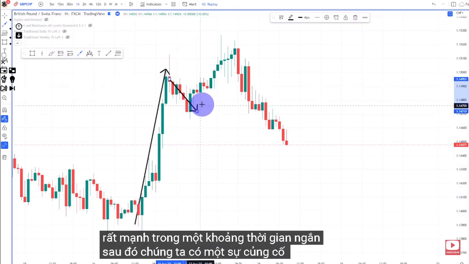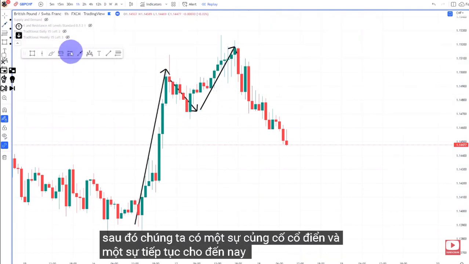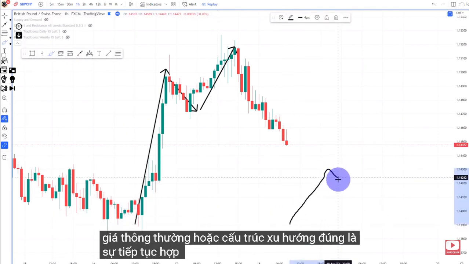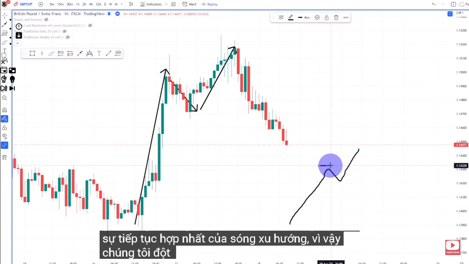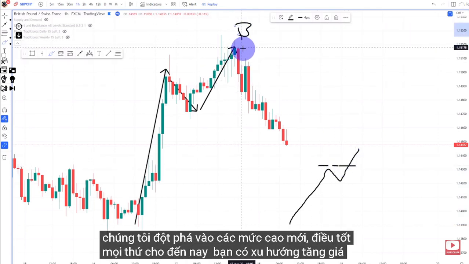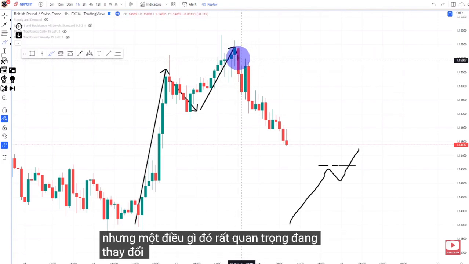Then we have a classic consolidation and a continuation. So far, so good. This is a regular price or trend structure, right? A trend wave, consolidation, continuation. So we break into new highs. That's good. Everything so far shows you bullishness. But something very significant is changing afterwards.